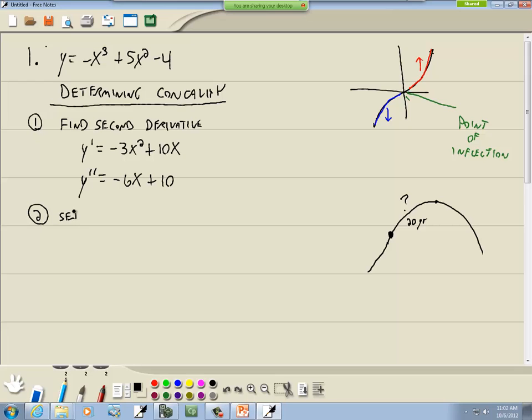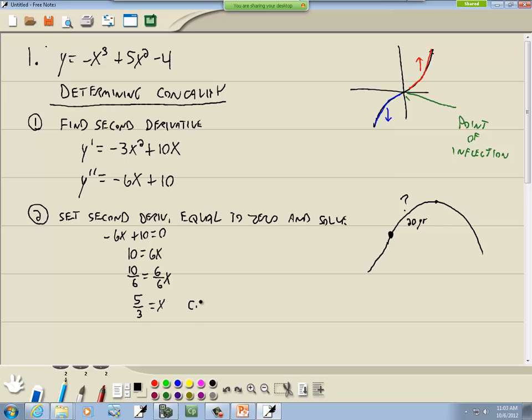Step 2. Set the second derivative equal to 0 and solve. So we've got negative 6x plus 10 equal to 0. I'll take the negative 6x to the right side, so it becomes a positive 6x. Divide both sides by 6, and we get 5/3 equals x. Now this is our critical value. Some books call that a critical number. That's where potentially the concavity is changing.